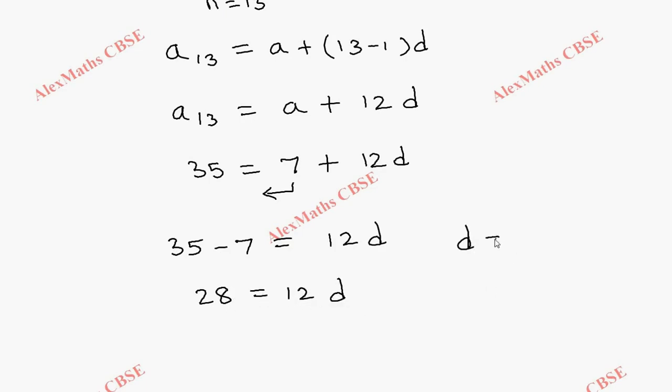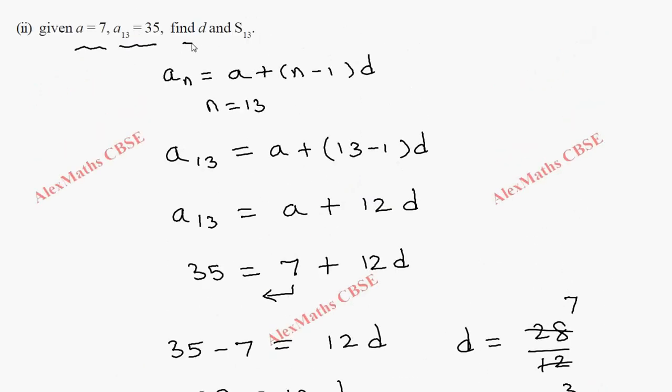And now d is 28 divided by 12. We can cancel with the 4 table. It is 7 times and 3 times. So we got the value of d as 7 by 3. So we got the first part of the question.